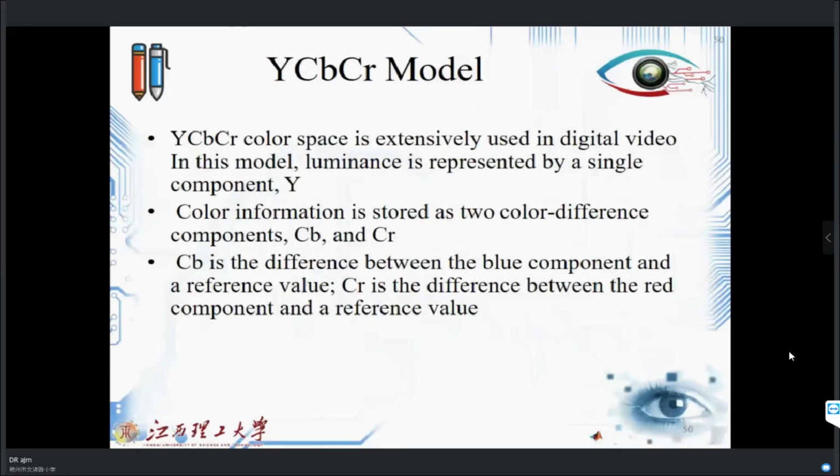One more model we can have. Actually, we can have two more models, but we will see one before finishing the first part of today. This is the YCbCr color space, which is extensively used in digital video. In this model, luminance is represented by the single component Y. Color information is stored as two color differences, Cb and Cr. Cb is the difference between the blue component and a reference value, and Cr is the difference between the red component and the reference value.